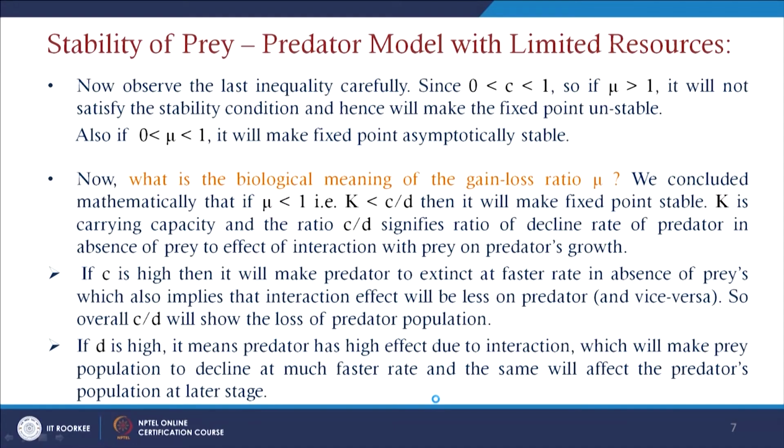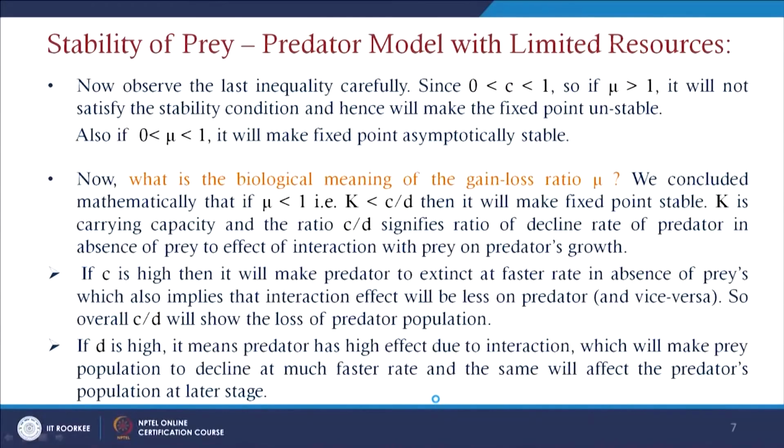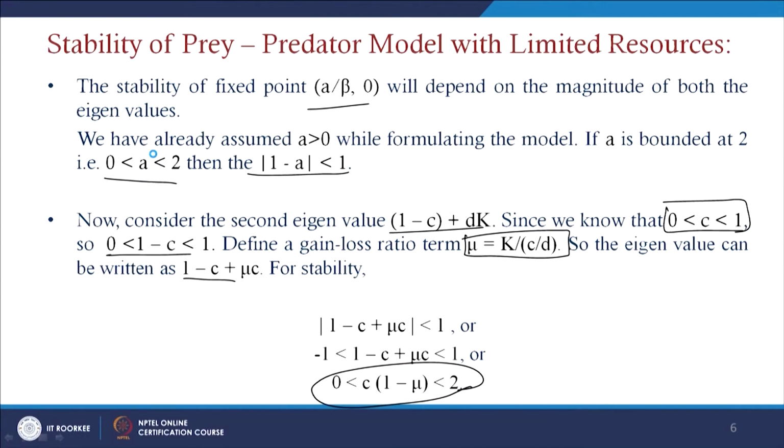So, in this stability analysis of the prey-predator model for limited resources, we observe from the last inequality that when c lies between 0 and 1, if mu is greater than 1, it will not satisfy the stability condition, and hence the fixed point will be unstable. And if mu lies between 0 and 1, it will make the fixed point asymptotically stable.